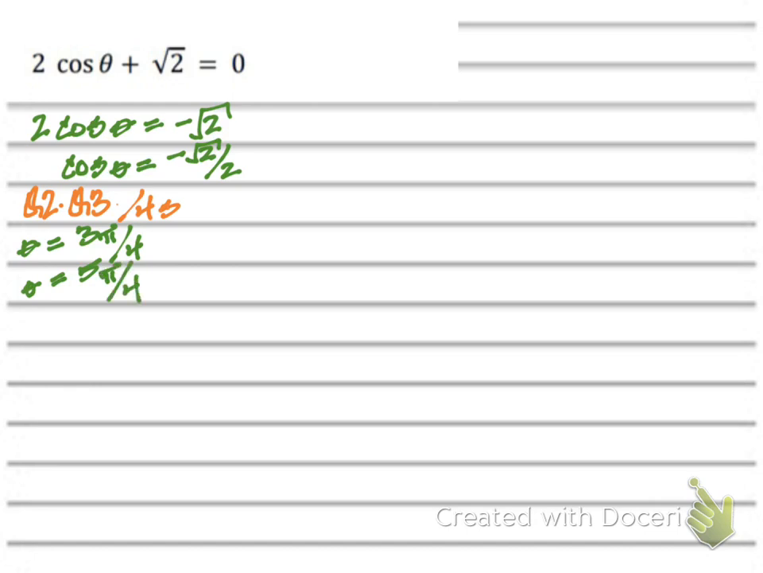Are these two pi apart? No, right? Because pi apart would be 3 pi over 4 and 7 pi over 4, right? So both of these need the 2k pi where k is in z. Plus 2k pi where k is in z. So those are our answers. Everybody okay? So those only use sine and cosine.